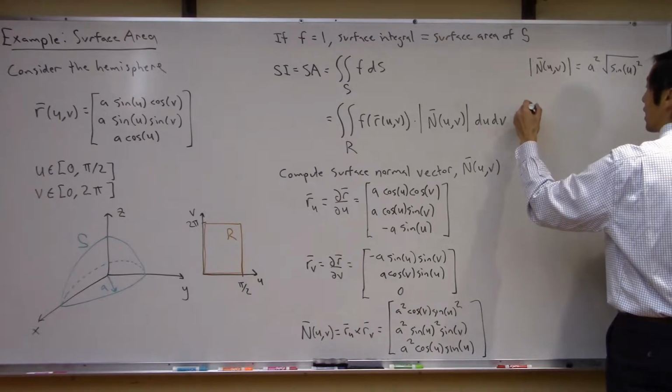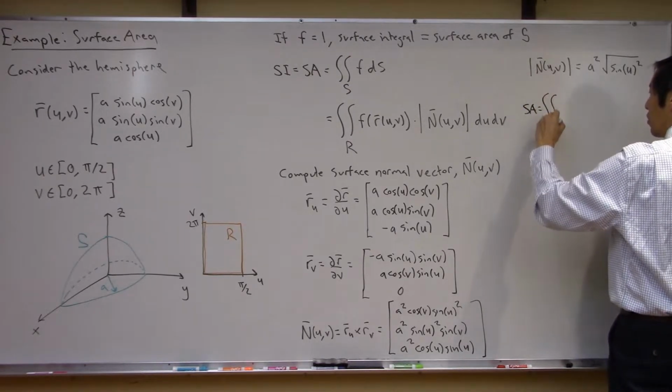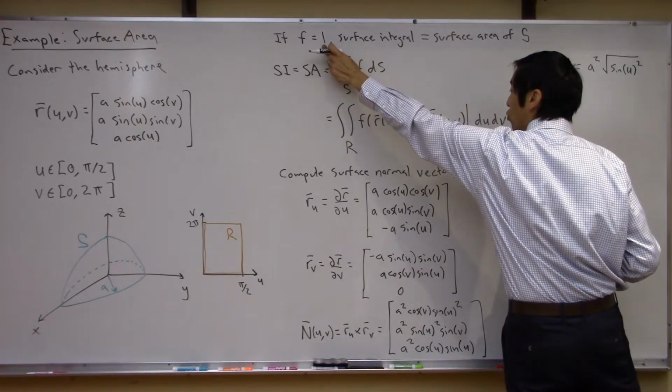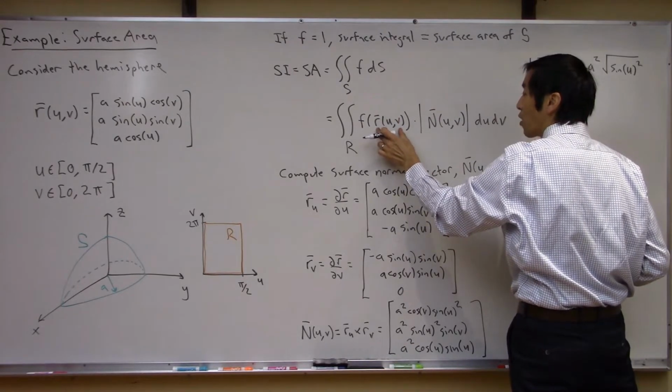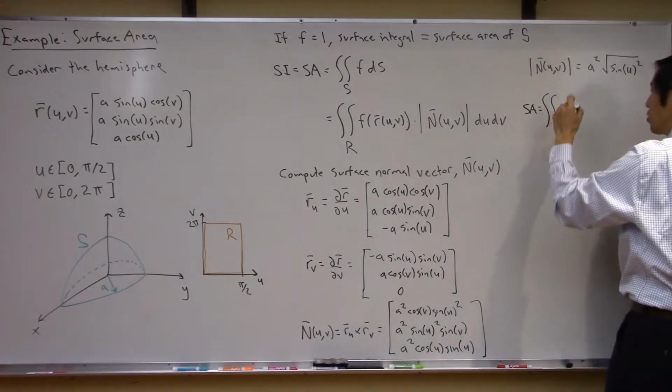So let's go ahead and do that. Our surface area is equal to our double integral of f of r of u. In our case, f is super easy. It doesn't even matter what our parameterization is or what values of u and v we have. This is just a 1, right?